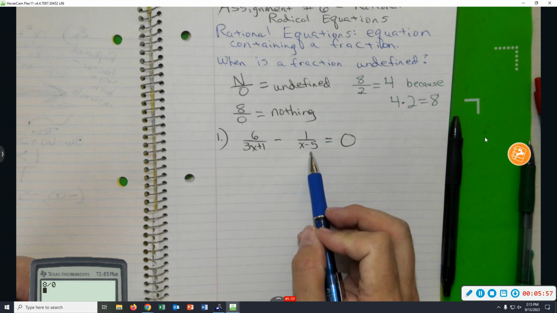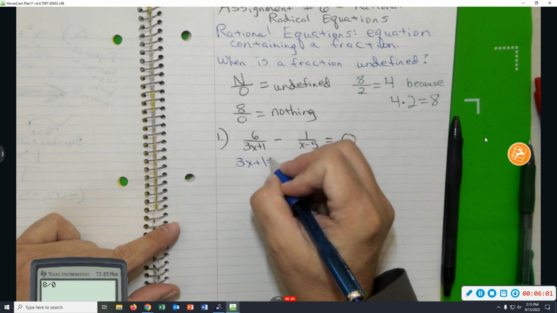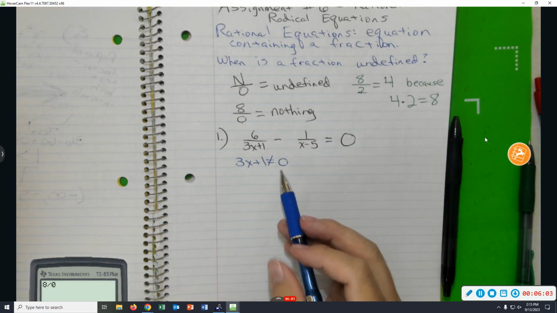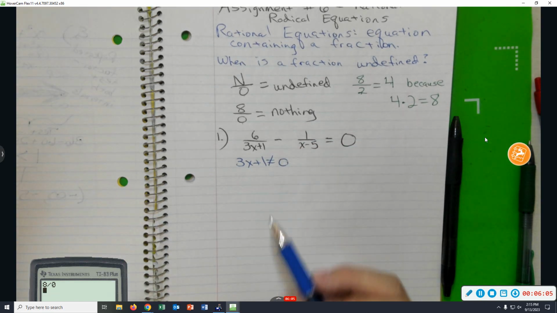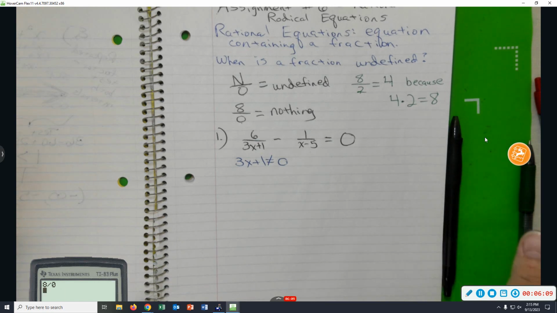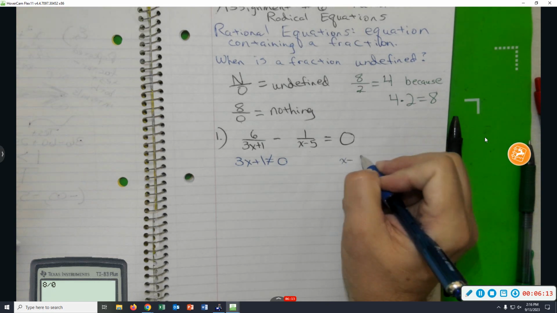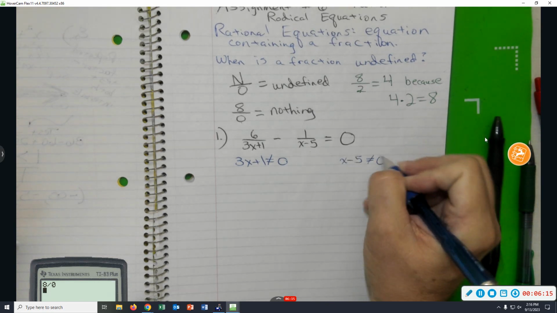Neither of them can be 0. So 3x plus 1 cannot equal 0. Notice I put the little slash through the equal sign. We're going to work with it the same way you would if it were an equal sign. And the second denominator, x minus 5, cannot equal 0.